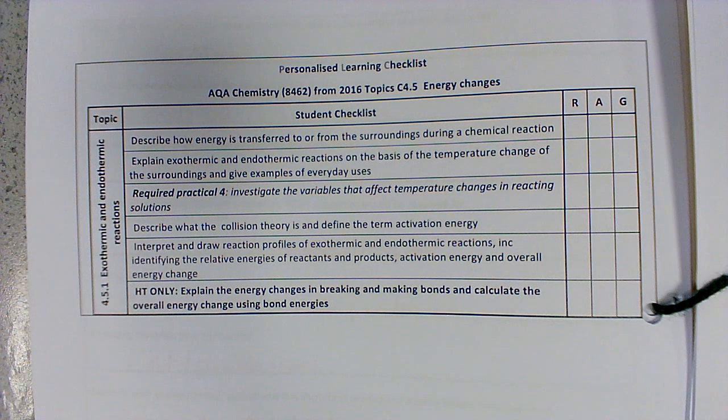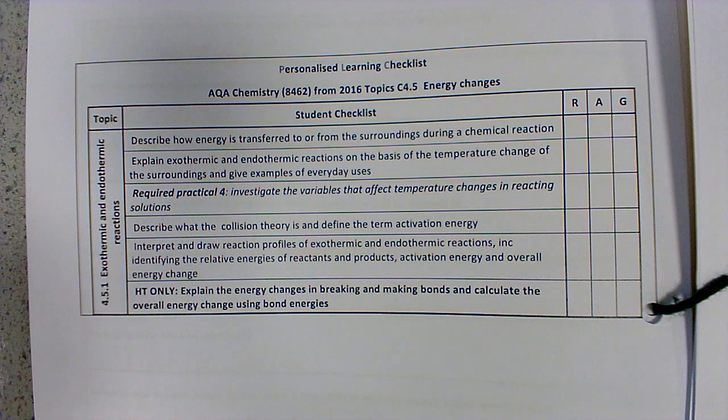Okay, so we're talking about increases and decreases in temperature. We need to be able to define them as exothermic and endothermic reactions. Okay, we need to give a few examples of everyday uses of exothermic and endothermic reactions. There's a required practical in the middle of this. We will most likely do that at the end, again, which is investigating changes in temperature over time in a chemical reaction.